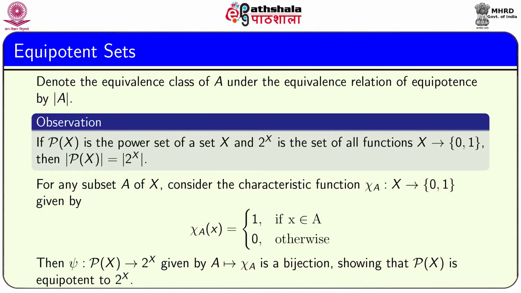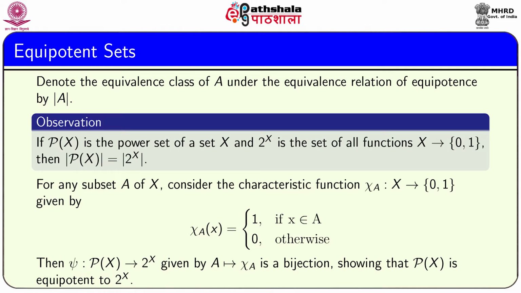Denote the equivalence class of A under this equivalence relation of equipotence by mod A. We observe that if P(X) stands for the power set of X and 2 to the power X stands for the collection of all functions from X to the set {0, 1}, then mod P(X) is equal to mod 2 to the power X. That means the power set of X and the set 2 to the power X are equipotent.